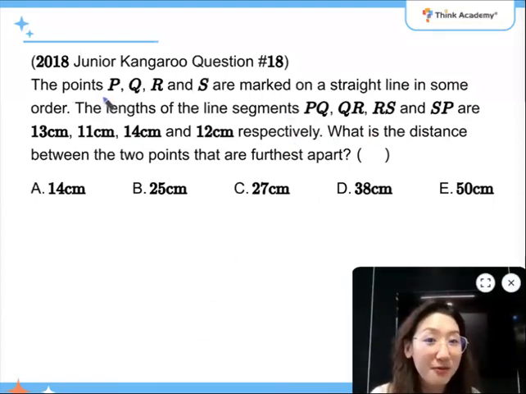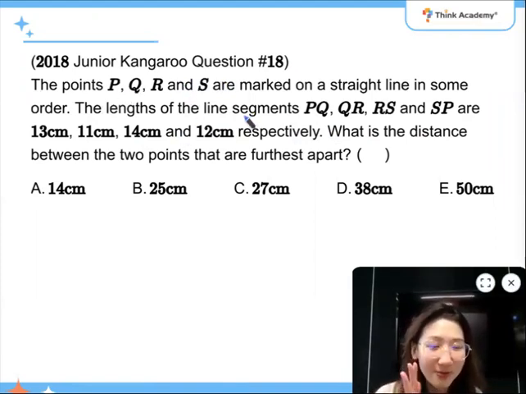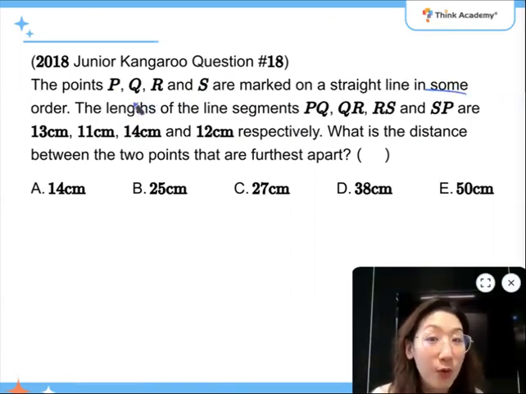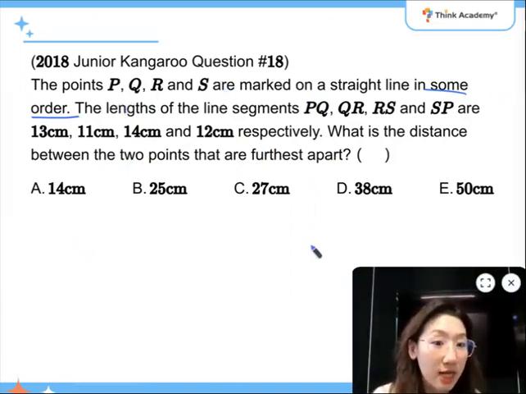Right, for this question, first of all, don't get yourself confused. I know some of you might be drawing and think, how is that possible? So they are not in the order listed. They are in some order. That means they're put randomly. And if you want to find the distance between the 2 points furthest apart, then of course you want to see where those P, Q, R, S are, what is the relationship.